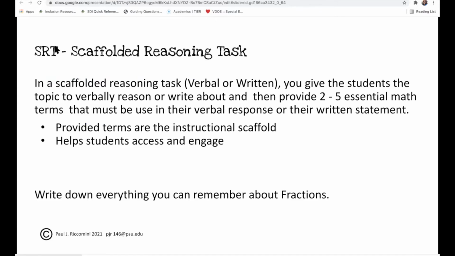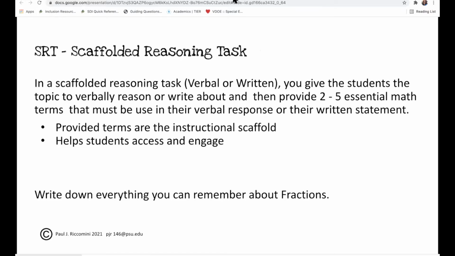Now, SRT is Scaffolded Reasoning Task. In a scaffolded reasoning task, which can be verbal or written, you give the student a topic to verbally reason or write about, and you provide 2 to 3 essential math terms that must be used in their verbal response or written statement. These terms should already be discussed. They should know them, and you help the student assess and engage in the activities.